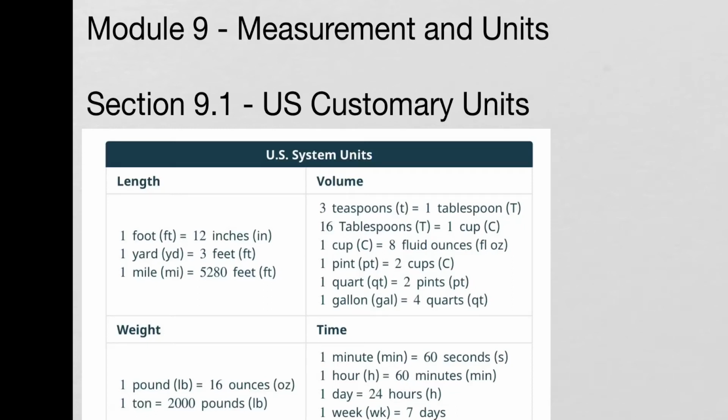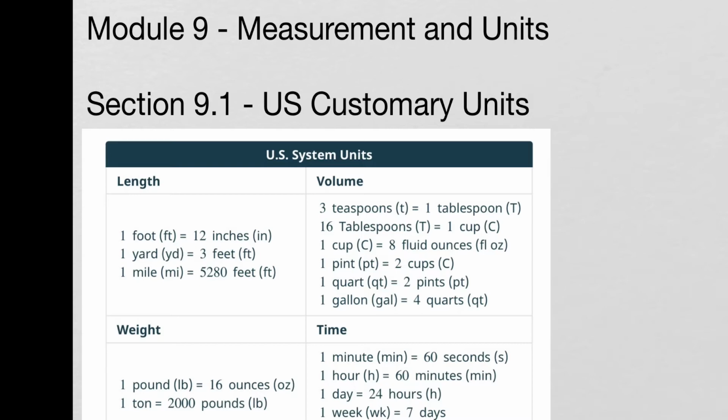Hello everyone, welcome to the pre-algebra lecture. In this lecture we're going to start module 9 where we look at measurement in units. Basically we're going to be examining how to do conversions, converting from one unit to another unit. The first section, 9.1, is going to be on the American units or US customary units.